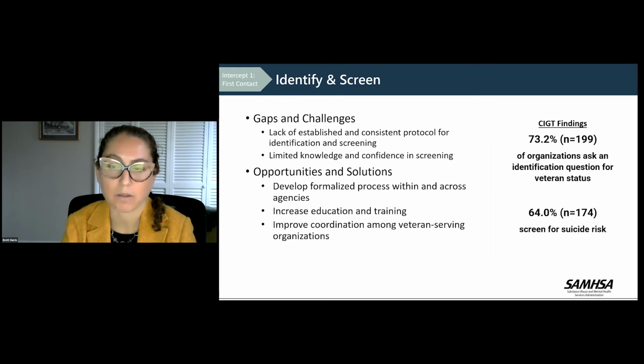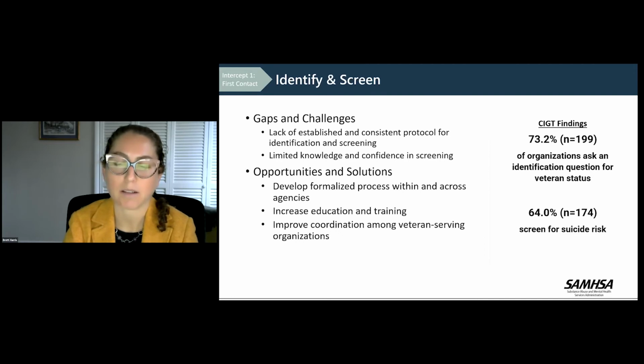And then 64% screen for suicide risk. An important note is that the tool asked about screening, and then asked whether a specific tool is being used. So even though 64% indicate screening for suicide risk, a little bit less than half said that they use a specific screening tool. Among those that use a specific tool, about three-quarters use the Columbia screening tool, one of the most widely used screening tools for suicide risk. Some communities reported using the PHQ-9, which is mostly a depression screening tool, and they also talked about using the Ask the Question tool.